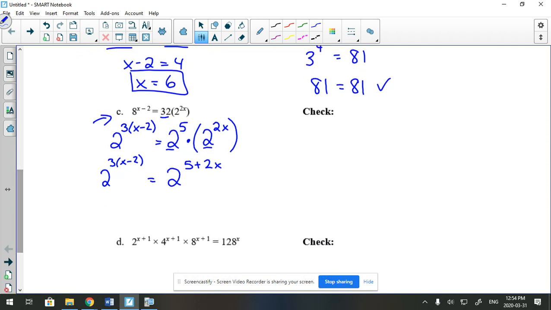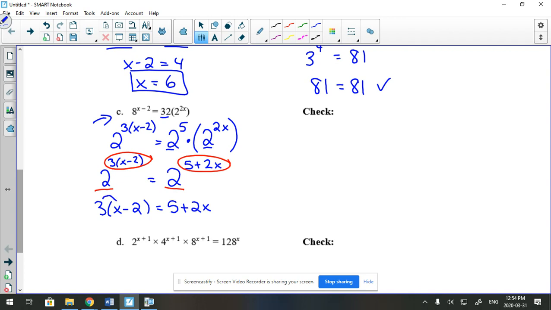Now we have it set up in a way that we like, because now this base matches this base, so that means this exponent has to equal this exponent. And I can just write out the exponents from here. Now we can solve this like we normally would.